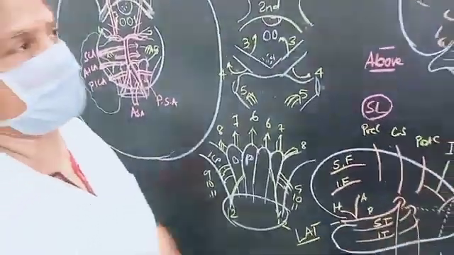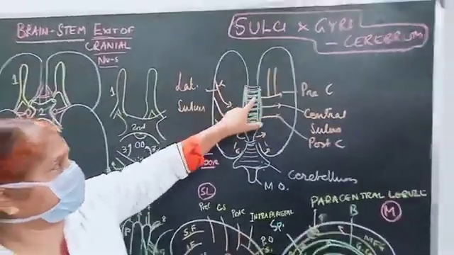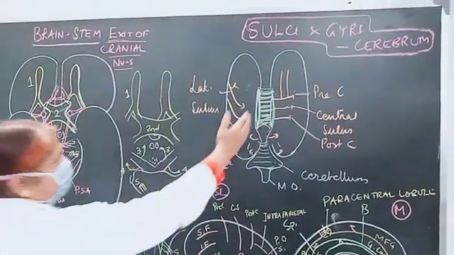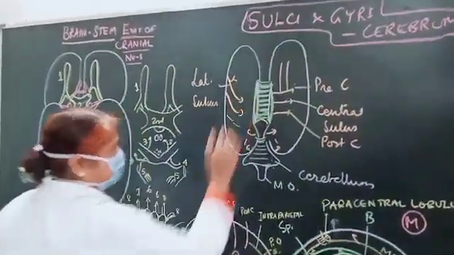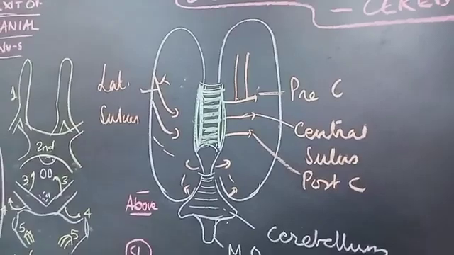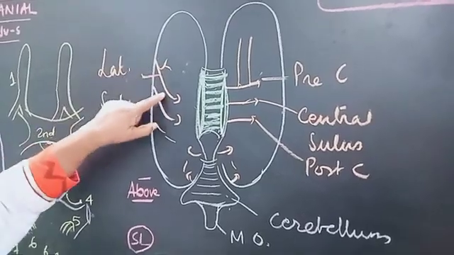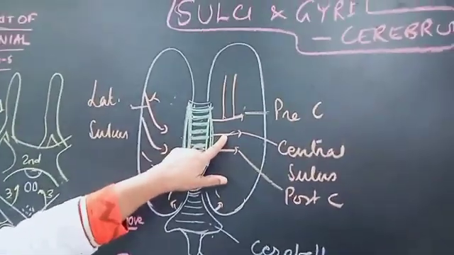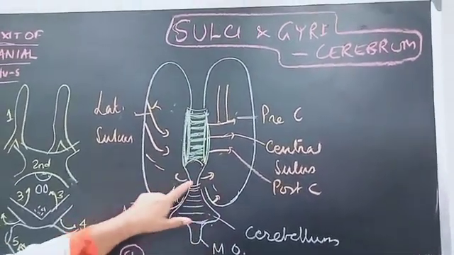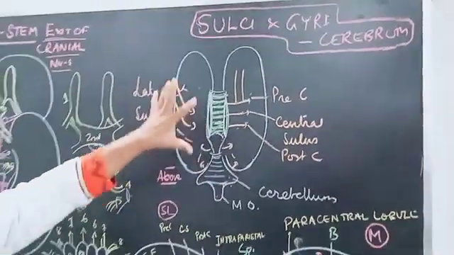Now coming to the sulci and gyri of the cerebrum, we come over here. This is from above, this is the diagram. You see, these are the two parts of the cerebrum separated by this longitudinal fissure, and this is bridged in between by the commissural fibers of the corpus callosum. Then on the lateral side we see the lateral sulcus, and this is the central sulcus which you already know. Then the precentral sulcus, then this is the postcentral sulcus, then these are the sulci, this is cerebellum, and this is medulla oblongata. This is the picture of the brain from above.